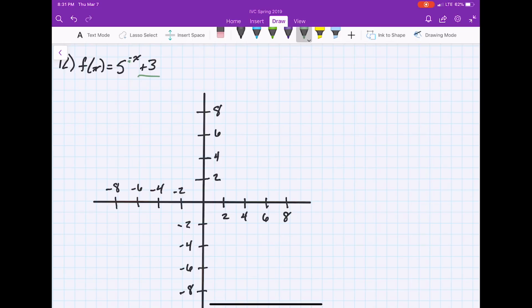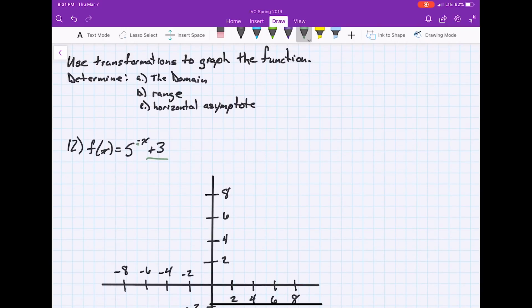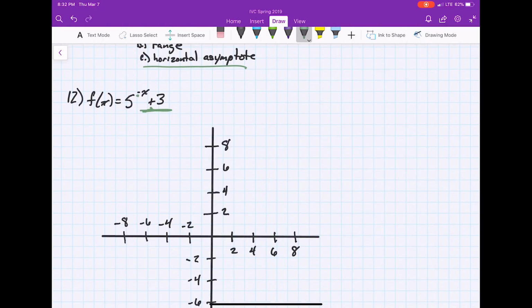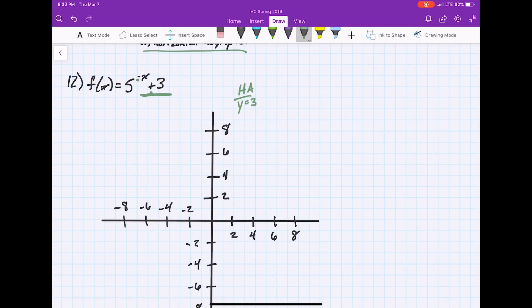So the +3 means that that graph, what we suspect it to be that exponentially growing up thing, is going to move up, right? So this is going to be our horizontal asymptote. It's going to change from y equals 0 to y equals 3. So it's moved up 3 positions. So I'll just draw this in blue here. It's this guy right here. So our graph is going to be above this line.